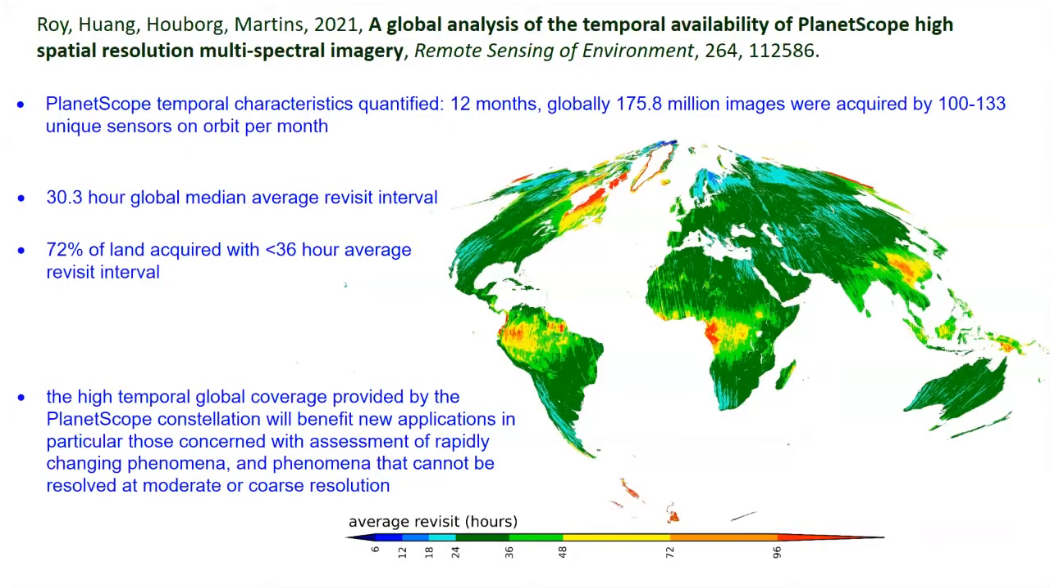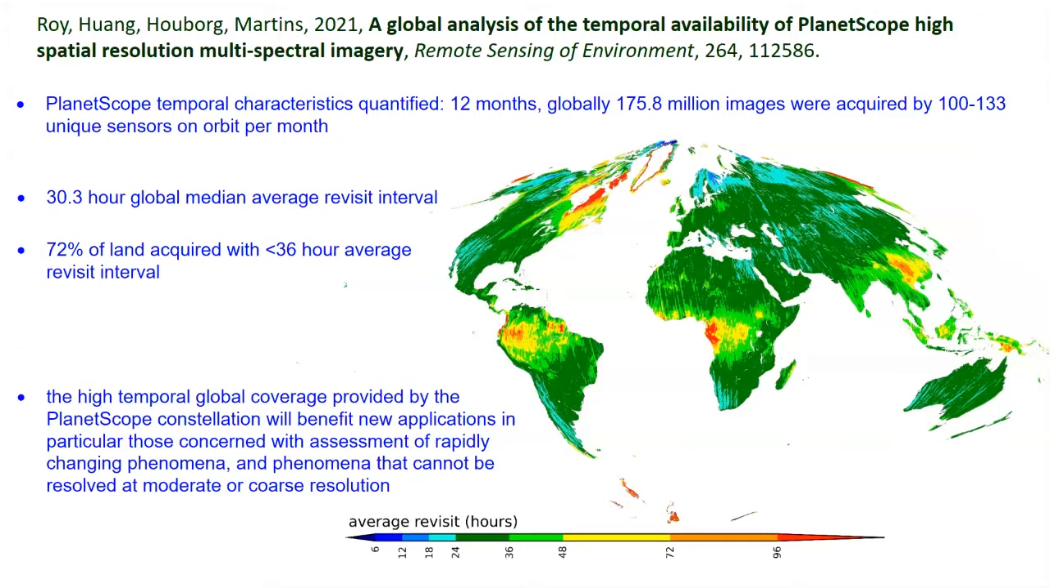And under NASA CSDA funding, we managed to acquire a large amount of PlanetScope data. This paper got published last week. This is a global analysis of the availability of PlanetScope high resolution data. We looked at 12 months of metadata, about 176 million images. PlanetScope is currently a constellation of 3 sensor generations. There are typically 100 to 133 sensors on orbit per month.